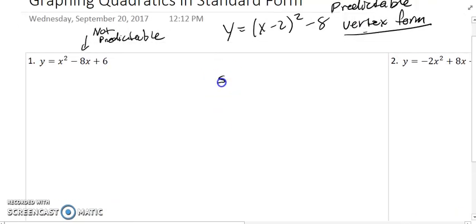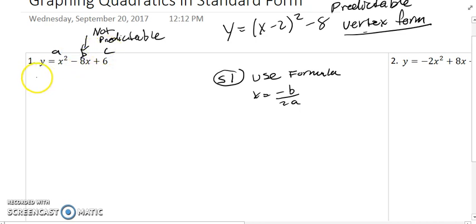So step one is we're going to use the formula x equals negative b over 2a. So what we have to understand is that this is a, this is b, and this is c. So we're going to use x is equal to the negative or opposite of b over 2 times a. Now if there's no a, it's a 1. We have two negatives in a row, so it makes it positive. We have 2 times 1 on bottom, and then we divide. Remember, this is an x equals.